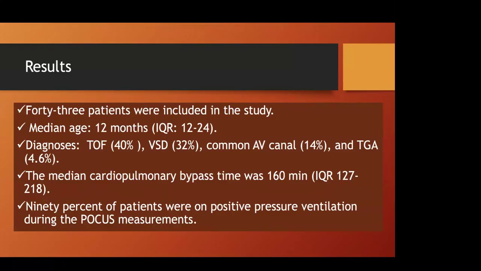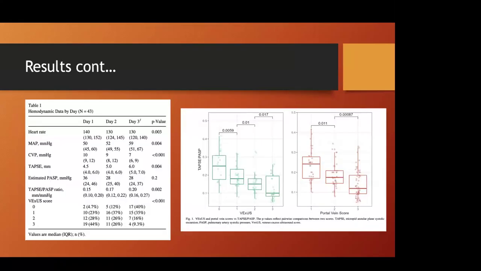The median cardiopulmonary bypass time was 160 minutes. Most of the patients were on positive pressure ventilation. They were sedated. If you see, there was no major difference in the heart rate. The p-value was not significant on all the 3 days. The MAP was also reasonably okay. The CVP was high on day 1 in these patients, and over day 2 and day 3, it started dropping, and it was statistically significant.